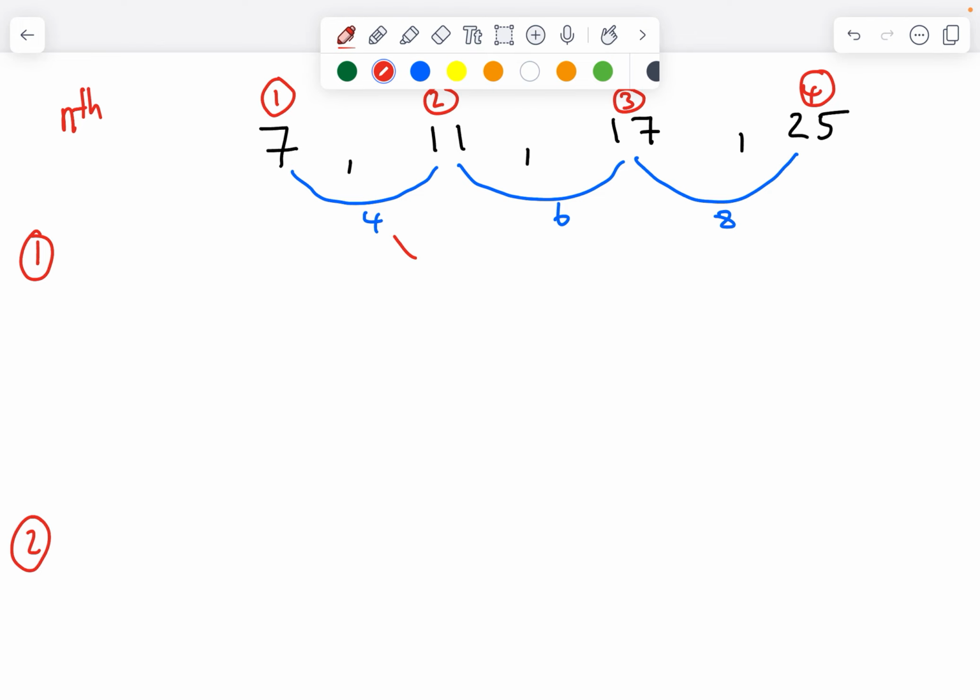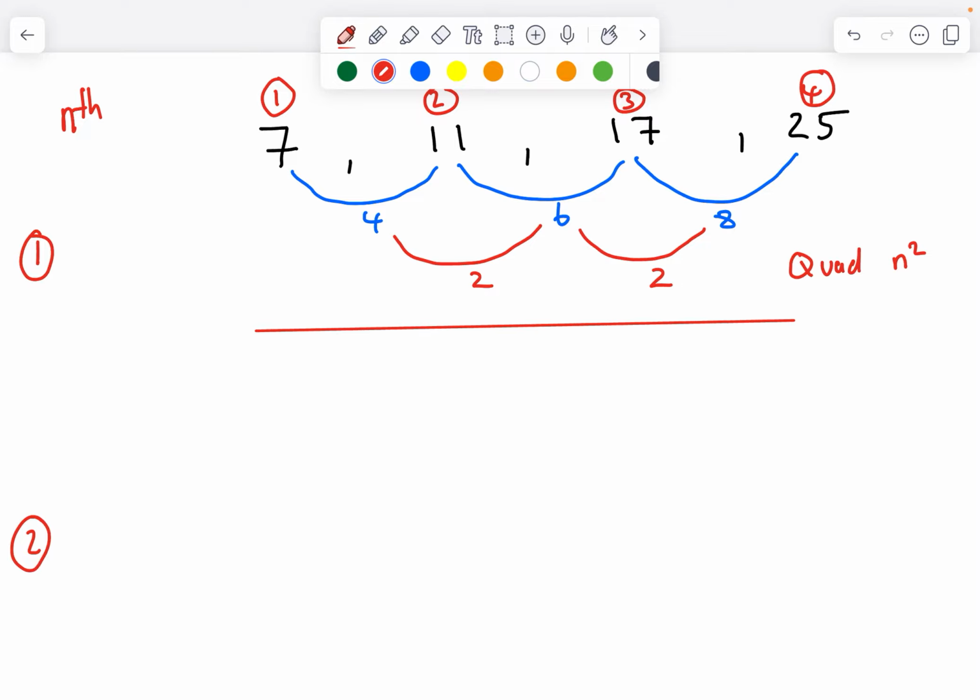So then we take the second difference. The second difference between 4 and 6 is 2, difference between 6 and 8 is 2. That's the same. So that tells me this is a quadratic sequence, and there is an n squared term. Right, so now the traditional method is this. I'm going to draw a little grid.